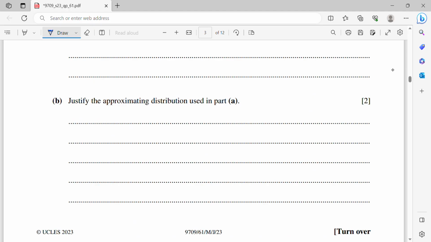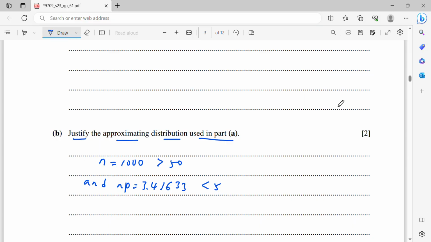Now for B, justify the approximating distribution used in part A. Why do we need to use this approximation? Very simple. The n is 1,000, which is greater than 50, and then the np is 3.41633, which is less than 5. That's why we are using this approximation.